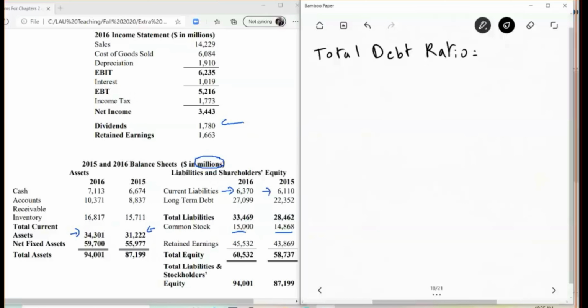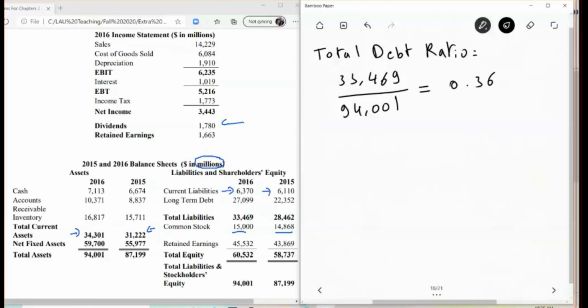So debt ratio is equal to total debt divided by total assets, or to total assets minus total equity divided by total equity. Total liabilities 33,469 divided by 94,001, and the answer here is 0.36.